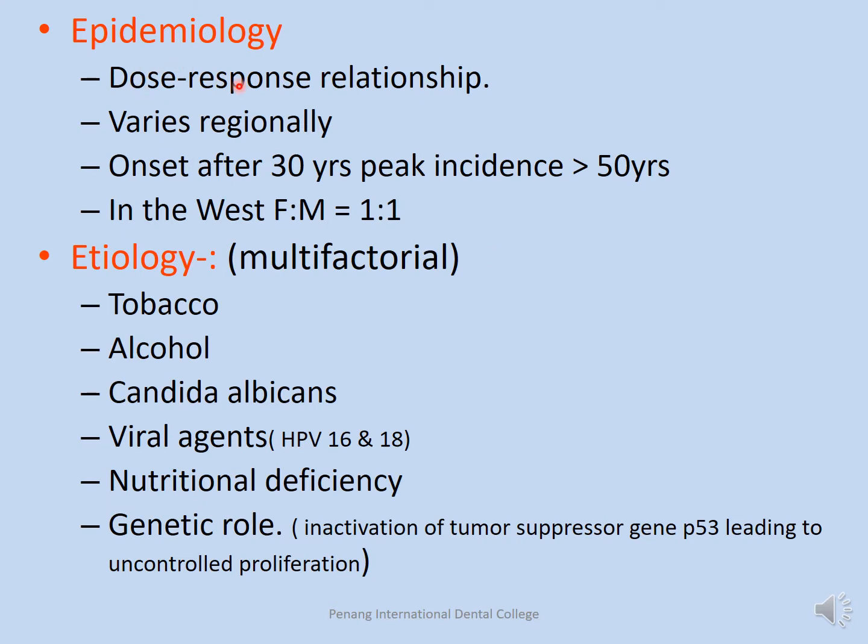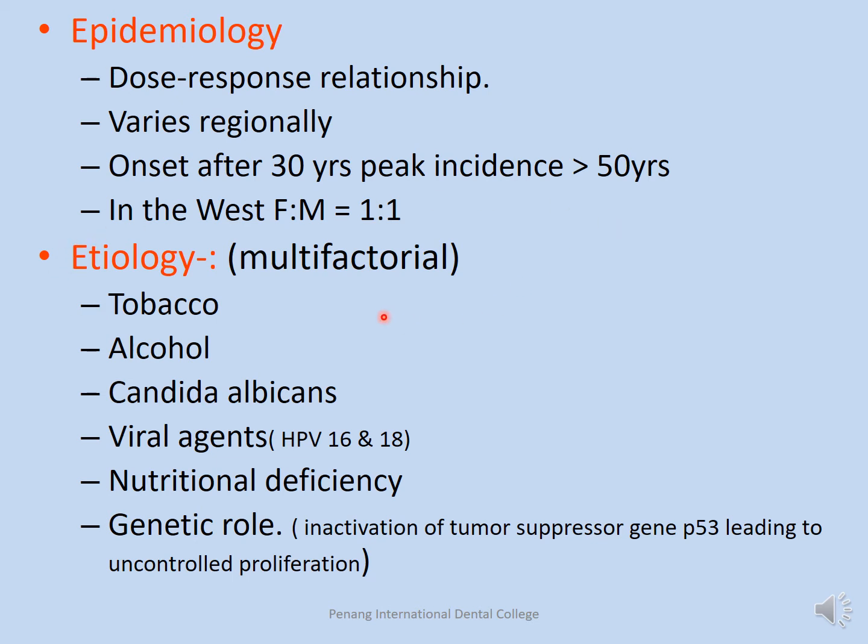Now, leukoplakia has a dose-response relationship with tobacco. It is commonly seen in tobacco users. The more you are using either smoked tobacco or smokeless tobacco, there's a high chance of developing leukoplakia. The demographics vary regionally. That means based on the habit of the patient in various parts of the world. There are different areas in the oral cavity that present with leukoplakia. Onset is usually after age 30, and the peak incidence is after 50 years. In the West, there's a female to male ratio of 1:1. In the East, there is a higher male predominance as compared to females.